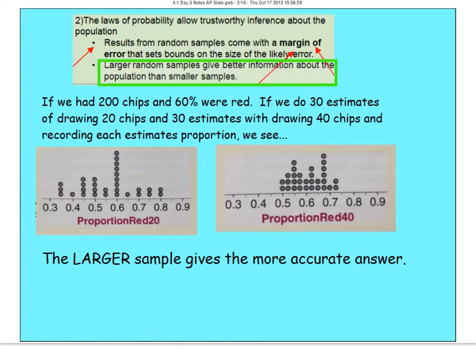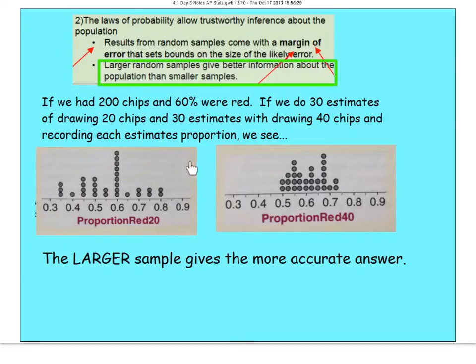I think it's worth looking at the comment that the laws of probability allow for trustworthy inference about a population, and that the larger the random sample, the better the information. This margin of error, I'm going to show you what happens. In this scenario, I have 200 chips. 60% of them are red, the other 40% are a different color. If we do 30 estimates of drawing 20 chips and 30 estimates of drawing 40 chips, and record the proportion for each, here's what we're going to see.